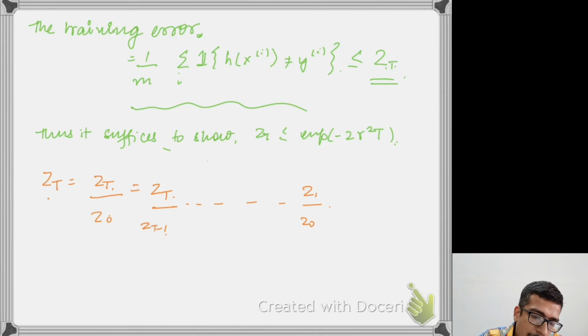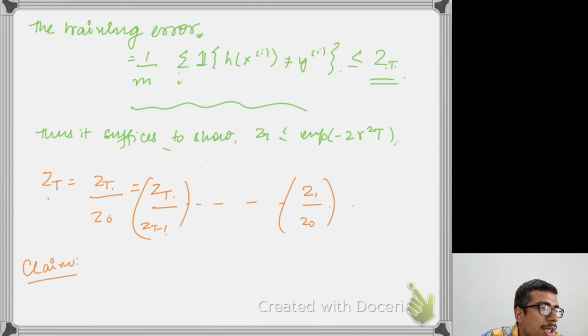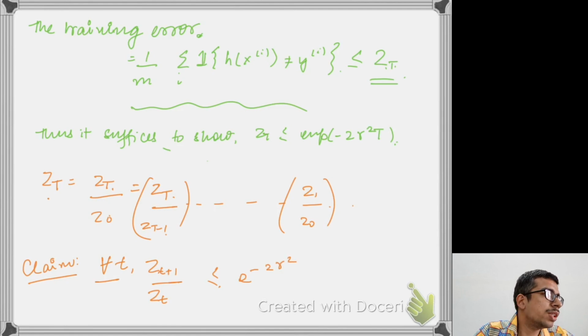Right? Now I have capital T such terms, and the claim is that for all time instances small t, z sub small t plus 1 over z sub t is less than or equal to exponential of minus twice gamma square. So let's try to prove this claim now.